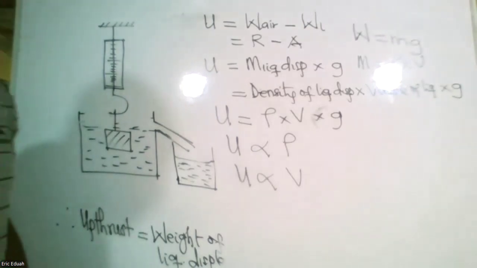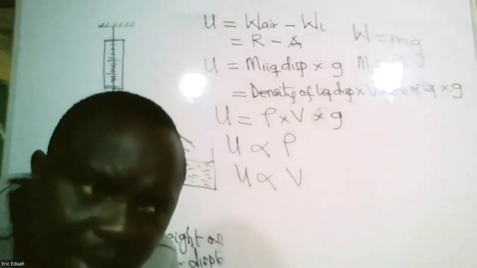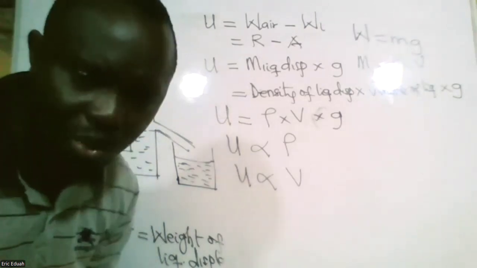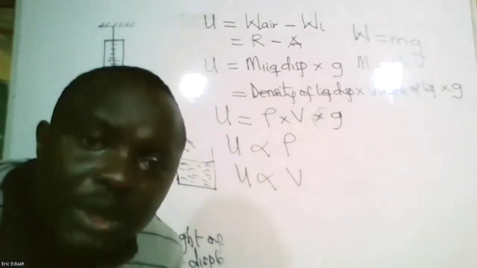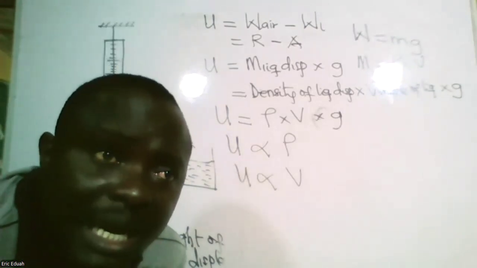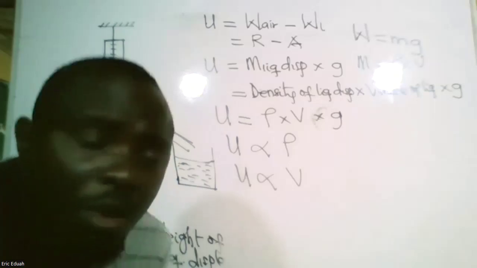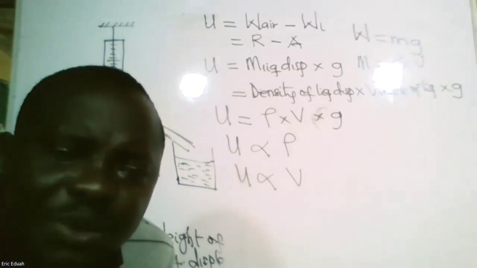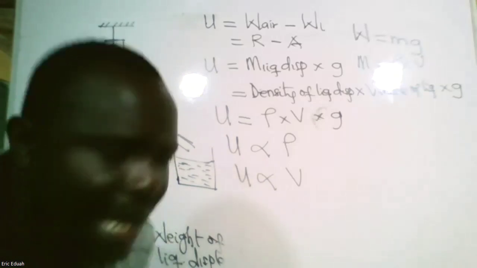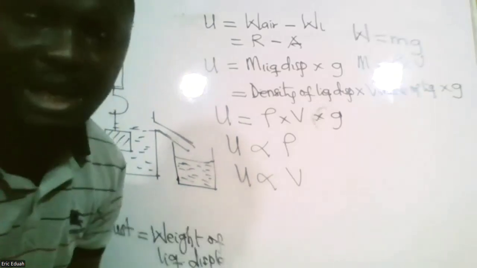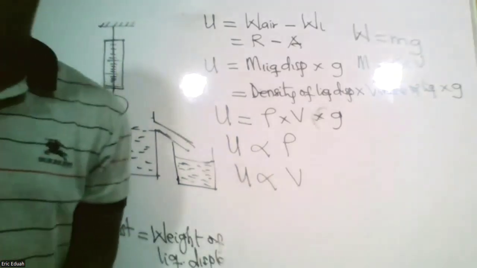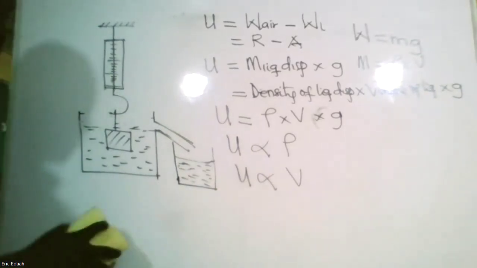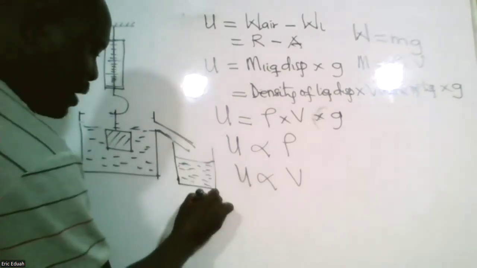This is also the reason why we can easily swim and float in deeper water than shallow water, because with deeper water we can displace a large volume of water. But if the water is shallow, you can only displace a small volume, and upthrust depends on the volume of the liquid displaced.